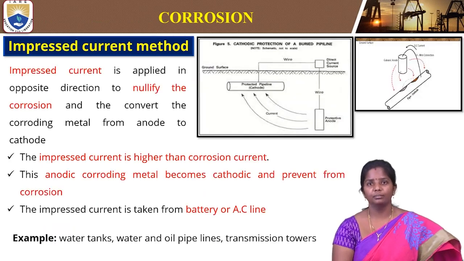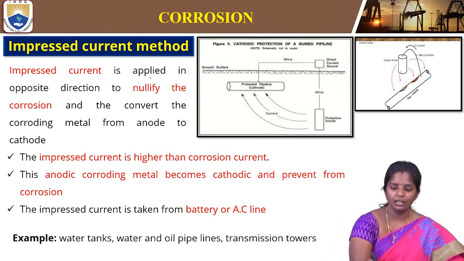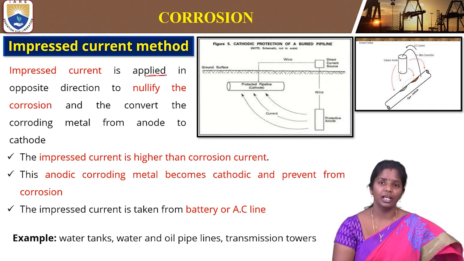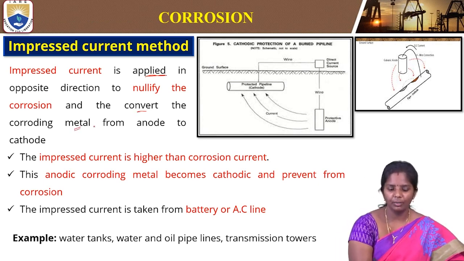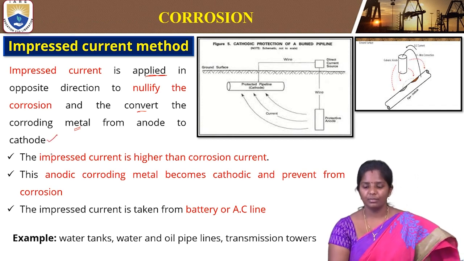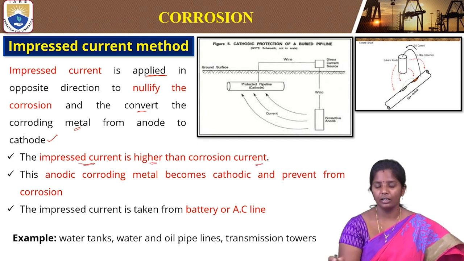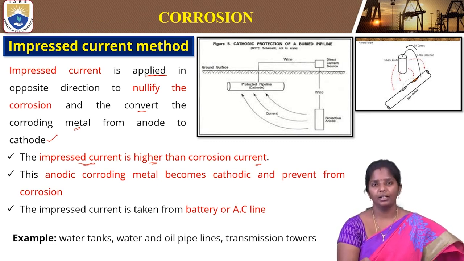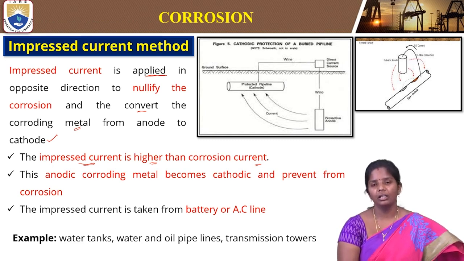The other method is the impressed current method, wherein an impressed current is applied in the opposite direction to nullify this corrosion. How is it done? It converts the corroding material from anode to cathode. Current is passed, and the impressed current is higher than the corrosion current. The current or energy released during corrosion is less, and the applied impressed current is higher compared to the corrosion current. Therefore, it will make the corroding metal cathodic.